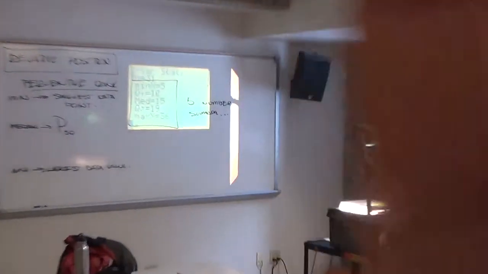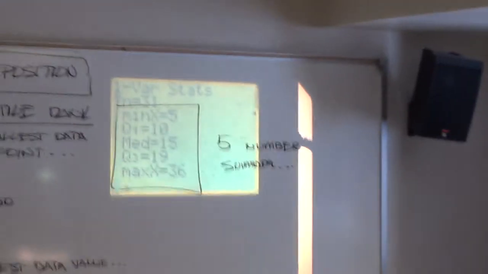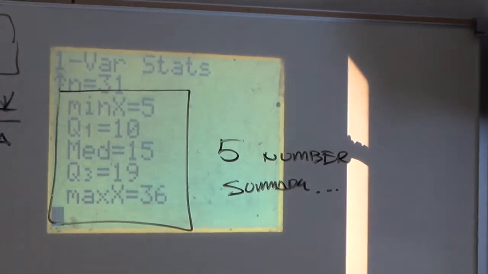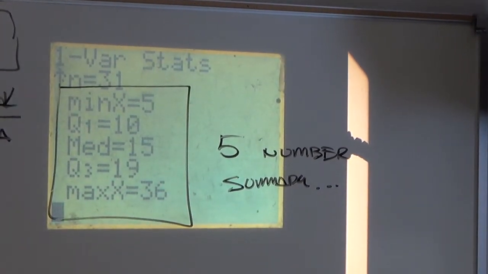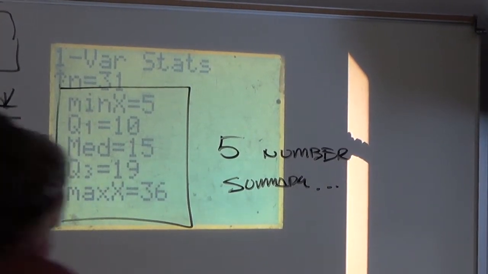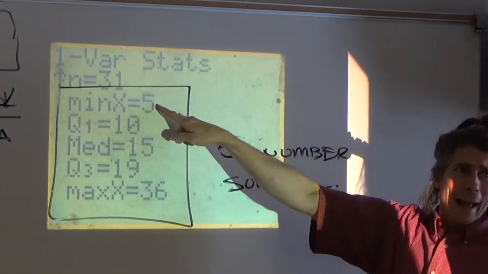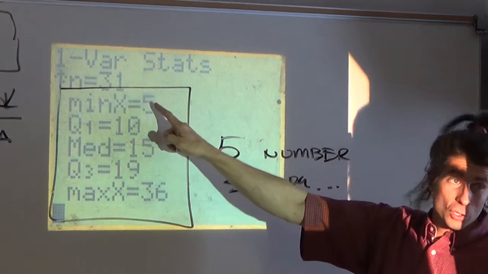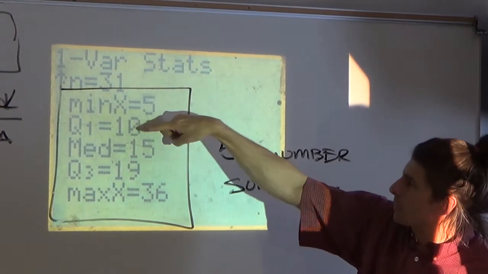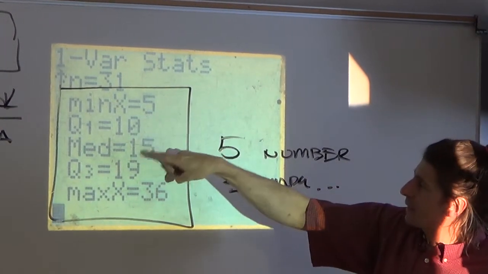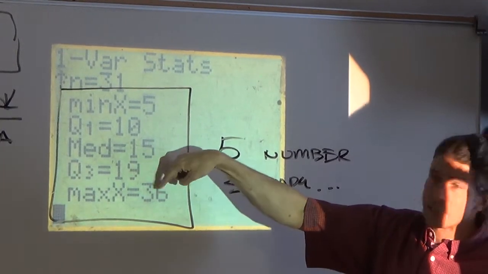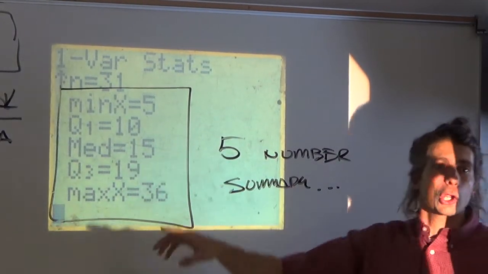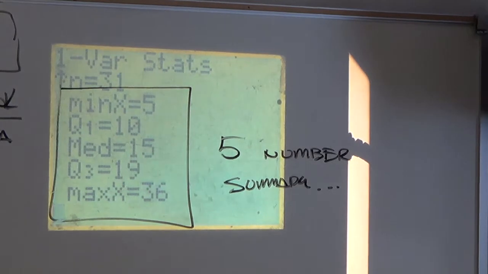Record, zoom in a little bit. All right, so there's our 5-number summary. Now, how many states between 10 and 5? Just number 5, yes? What's the distance between 15 and 10? How about 19 and 15? How about 36 and 19? You see, those distances are not uniform, are they?